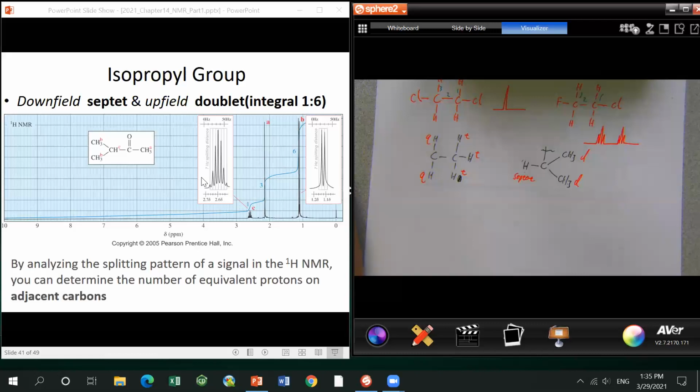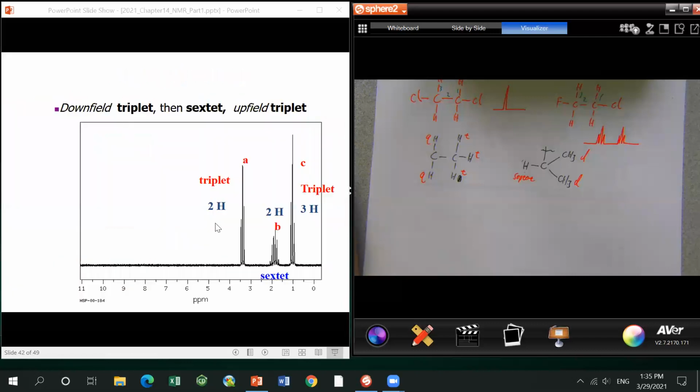By analyzing the splitting pattern, you can figure out the whole structure of a molecule by determining the number of equivalent protons on adjacent carbons. To give you one example, this is the proton NMR of one molecule. There are 2 protons for the triplet, A, and a sextet, also 2 protons, that's B. And C is a triplet with 3 protons. Now how do we figure out the structure?